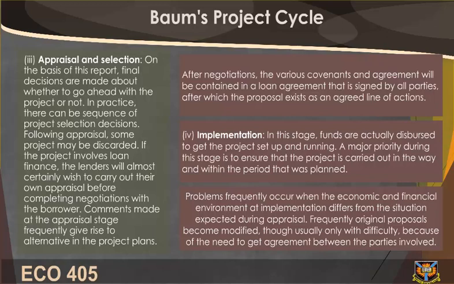4. Implementation. At this stage, funds are actually disbursed to get the project set up and running. A major priority during this stage is to ensure that the project is carried out in the way and within the period that was planned. Problems frequently occur when the economic and financial environment at implementation differs from the situation expected during appraisal. Frequently, original proposals become modified, though usually only with difficulty because of the need to get agreement between the parties involved.